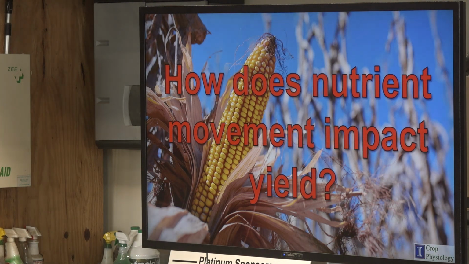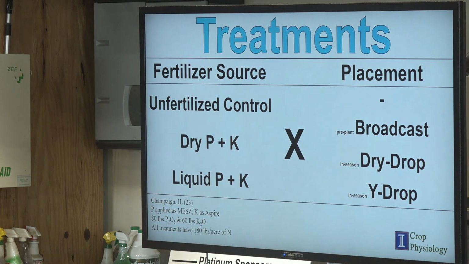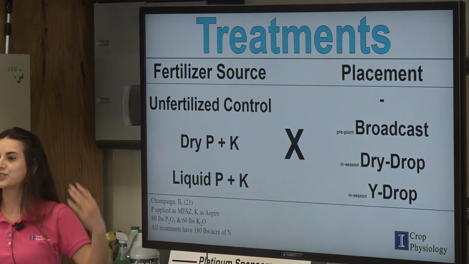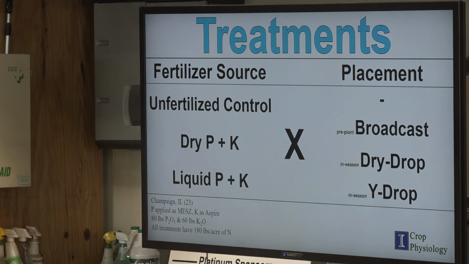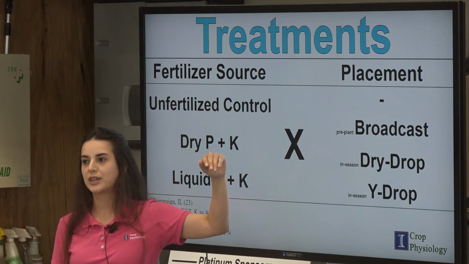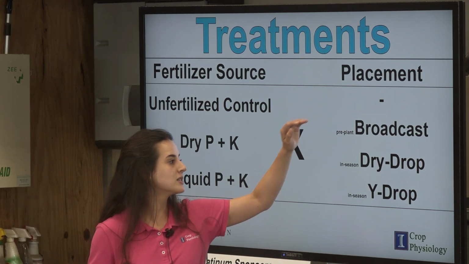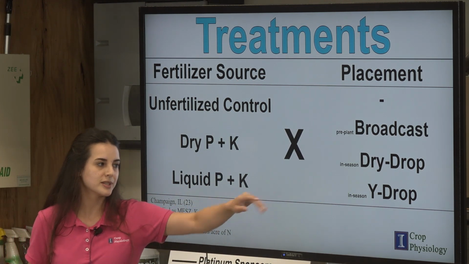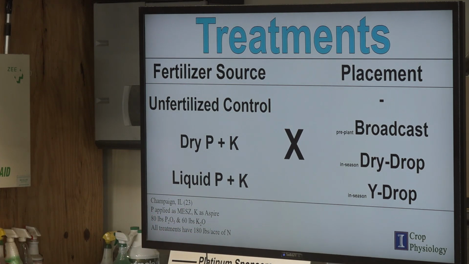But how does this nutrient movement impact our yield in the end? That's what everybody wants to know, the yield. So we have our treatments with 3 fertilizer sources. One is actually just the soil fertilizer source. That's why we call it unfertilized control, because we didn't apply any nutrition. We have our dry P&K that was applied both as a spring pre-plant broadcast, and as in-season dry drop applied around V4 to V6. We also have our liquid P&K that was applied as eye drop in-season also.